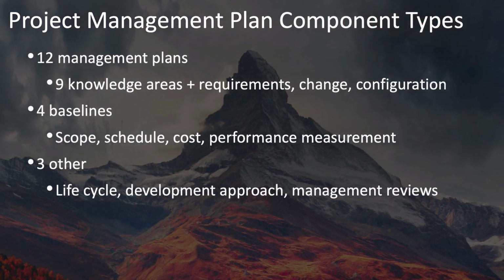It may help you to remember all of these different components by organizing them into some groups. First of all, you have 12 management plans. Plans from the other 9 knowledge areas, plus 3 others: requirements, change, and configuration management plans. You then have 4 baselines for scope, schedule, cost, and then the combined baseline of performance measurement. And then you have 3 other miscellaneous components: the life cycle, the development approach, and the management reviews.